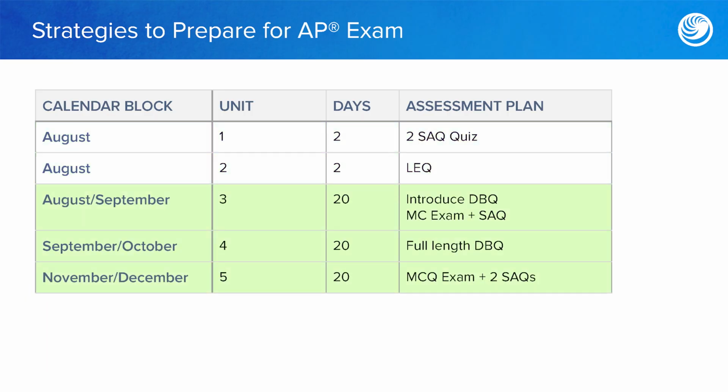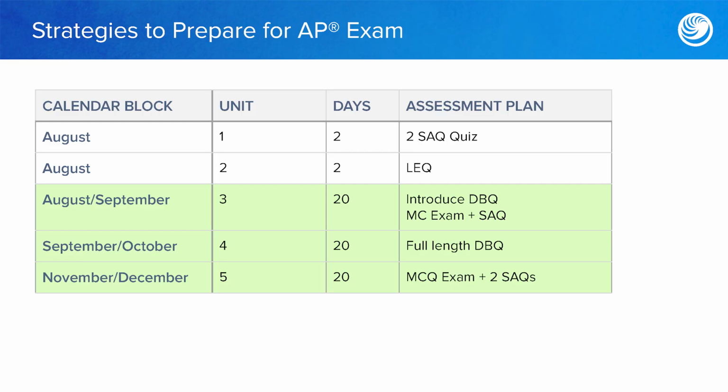For the heavy hitters, Units 3, 4, and 5, we're balancing them evenly at about 20 instructional days each. This means the American Revolution through Reconstruction each get the same depth of instruction. This strategy matches their equal AP exam weight.